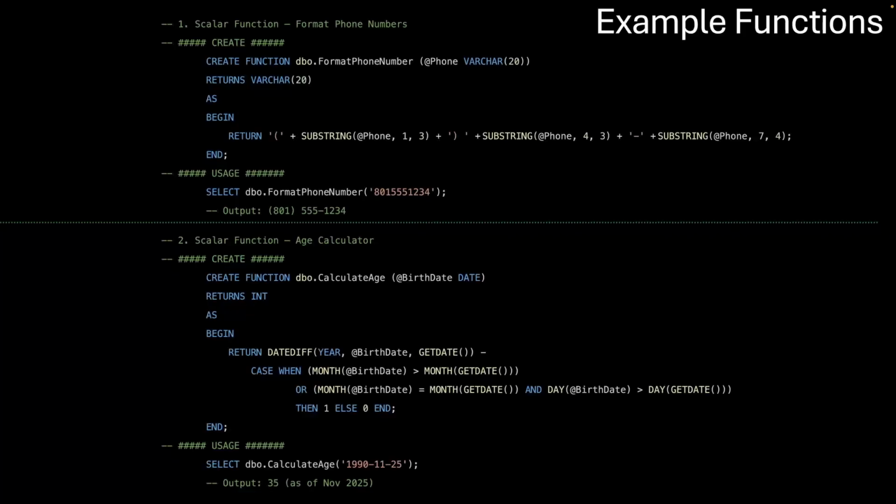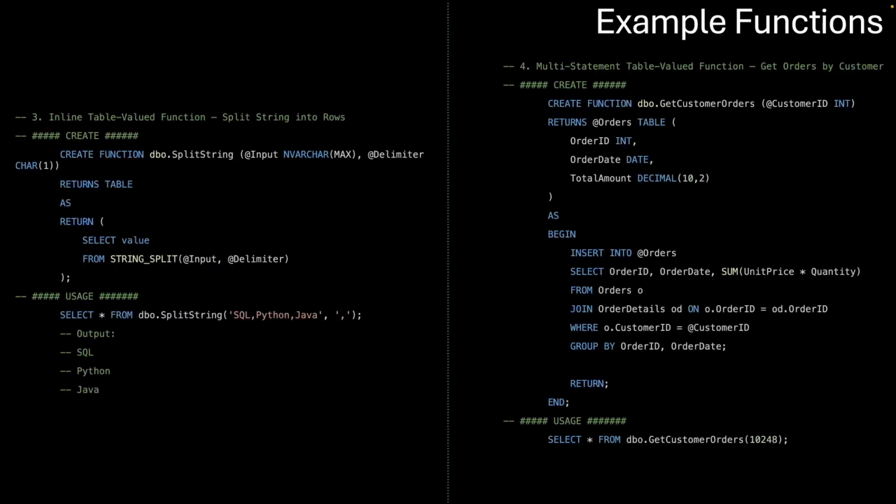Okay, so here is a couple more examples of scalar functions, right? Here's one to help format phone numbers. Here's one to do an age calculation, right? Based on the birth date and it's going to be based on the current date. So in this case, for that function, you would supply the birth date and it would return back the age of the person. Here is some TVFs.